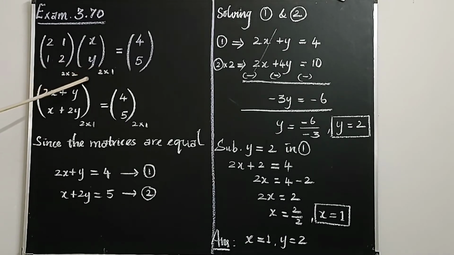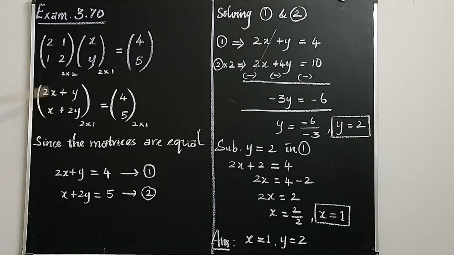This 2 and this 2 will be cancelled. And the product of these 2 matrices will be in the order 2 by 1. Multiply this. First row, first column. 2 into x, 2x. 1 into y, plus y. So first row, first column element is 2x plus y. This is a single element. Then second row, first column. 1 into x, x plus 2 into y, plus 2y. x plus 2y is the second row, first column element.